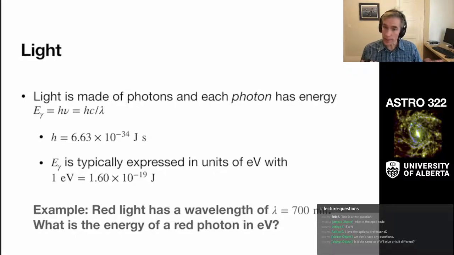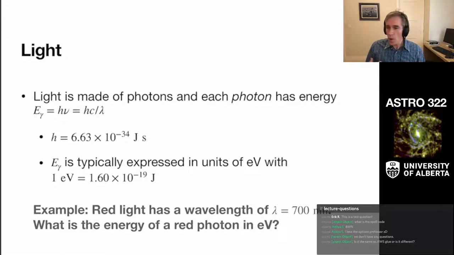The energy here is the energy of a single photon. That's a particle of light. And the energy of a single photon is given by this quantum relationship that the energy is equal to h nu, where h is Planck's constant, another one of your 13 values. So it's 6.63 times 10 to the minus 34 joule seconds.